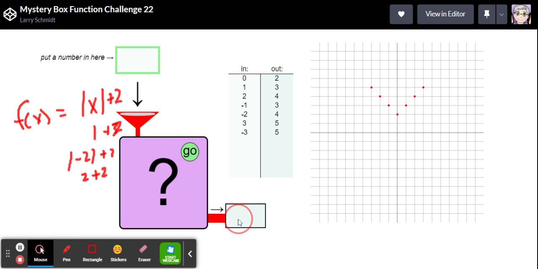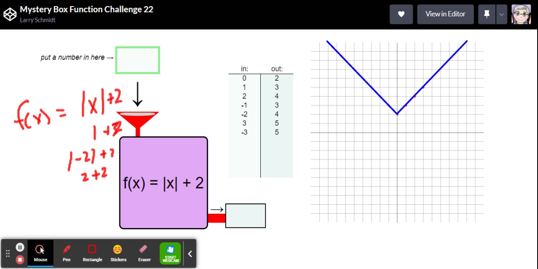Okay, I think we've got this now. I think we can be confident. So I'm going to reveal, yes, we've got the absolute value plus 2. And then let's graph that, and we can see that nice sharp V shape.